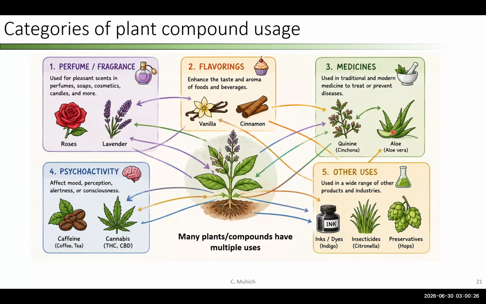Aloe vera, which is still very commonly used for treating sun exposure. Number 4 is psychoactivity. So these are compounds that are going to affect mood, perception, alertness, and consciousness. So think caffeine as a stimulant, and cannabis and cannabinoids from the cannabis plant. And then lastly, I'm going to group everything else into this other usage category. So these are still quite very large industries.